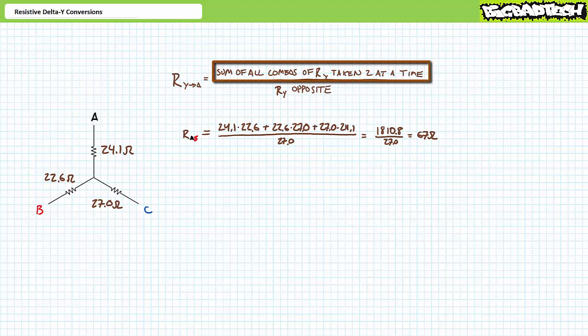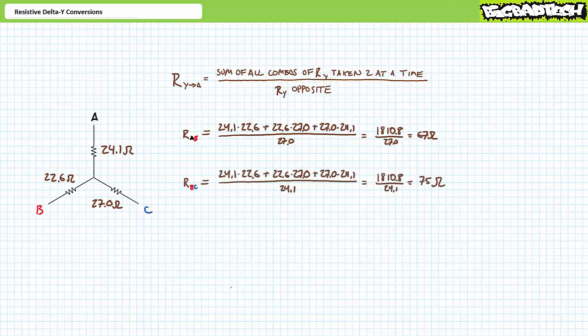You will note that each Y to delta conversion necessitates the use of the same numerator, the summation of all possible products of the Y resistances taken two at a time, R1 times R2 plus R2 times R3 plus R3 times R1. If you want to save yourself some time, don't recalculate this numerator, just reuse it.